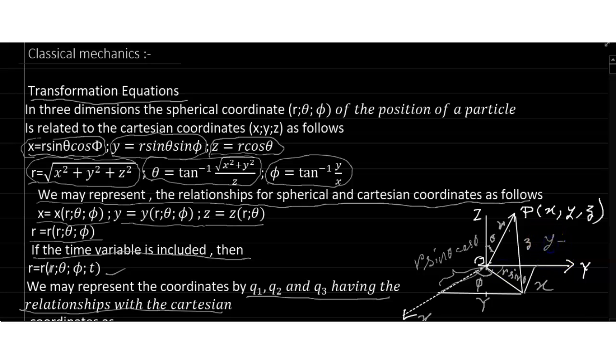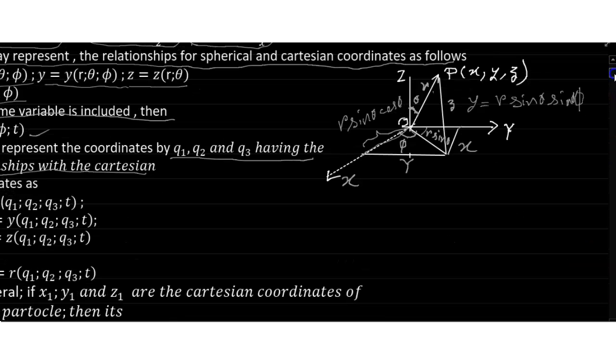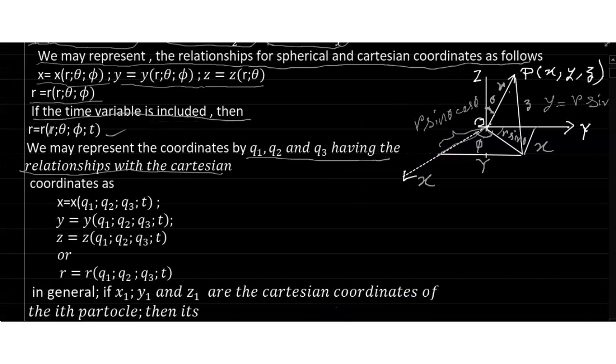y is equal to r sine theta sine phi, and z equals r cos theta. So friends, I hope this diagram clears the total concept. z equals r cos theta, y is equal to r sine theta sine phi, and x is equal to r sine theta cos phi. Very clear diagram.